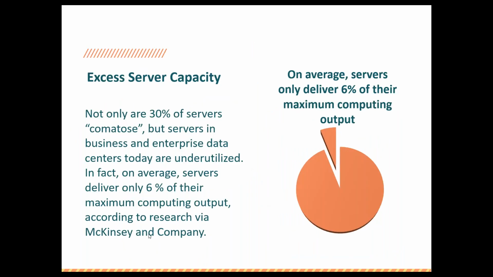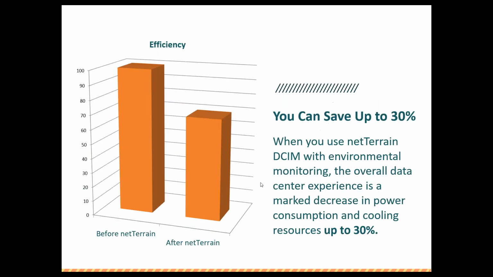There's a little more blurb from McKinsey and Company here. On average, servers deliver only 6% of their maximum computing output. So we're not really getting the full value out of the hardware that we have. We just go, hey, let's buy another server. Especially servers back in the day, it was all about, I've got a new application I need to run, let me buy new hardware. You didn't think about, hey, why don't I run multiple applications on one piece of hardware? Of course, now we have a lot of virtual things, so it's a little different. But you can save up to 30%, a marked decrease in power consumption, cooling, resources, and so on.